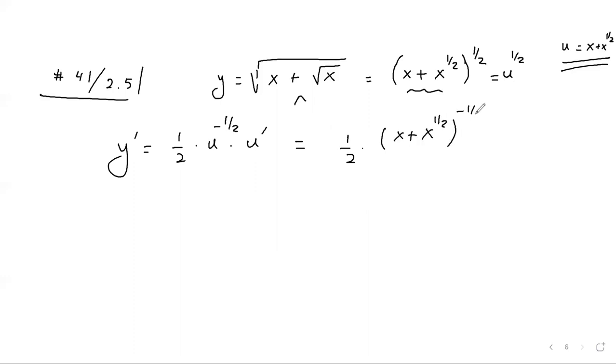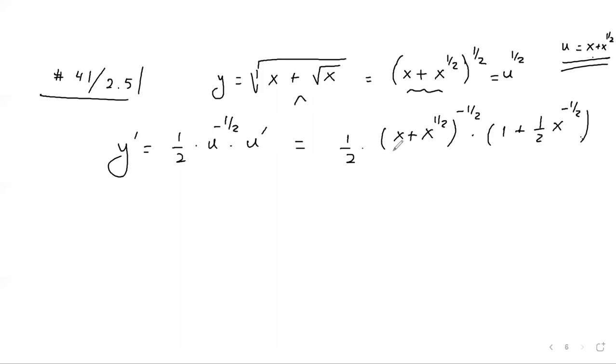All of that will be to the negative 1/2 times u prime, which is this one here: 1 plus 1/2 x to the negative 1/2. So that's the derivative of u. That's here. And that can be simplified if you want.